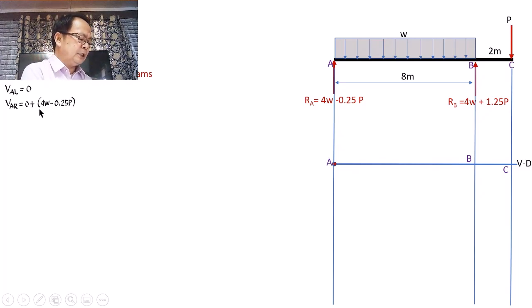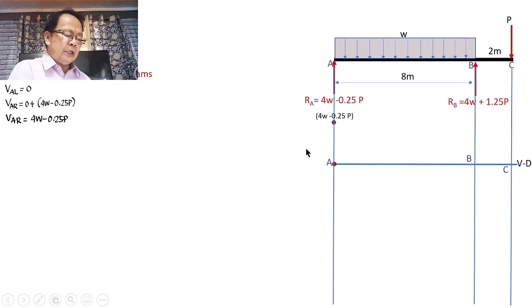Yung concentrated load natin sa point A is given by 4W minus 0.25 of P. Ito yun. Diba? Kaya pag sinimplify natin yung ating value, yung ating value at the right of A will be 4W minus 0.25 of P. Ito rin yung value na ito. No? Kaya pag pakita natin ito, yun yung point natin. Ito yung naipakita ko na sa ating discussion. Itong vertical distance na ito, nagre-represent siya ng concentrated load at that point. And because it is upward, therefore, it will be connected by an upward line.